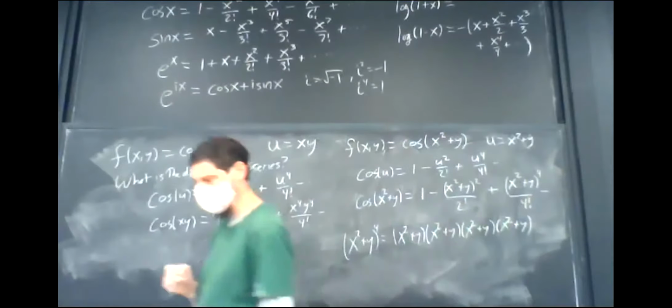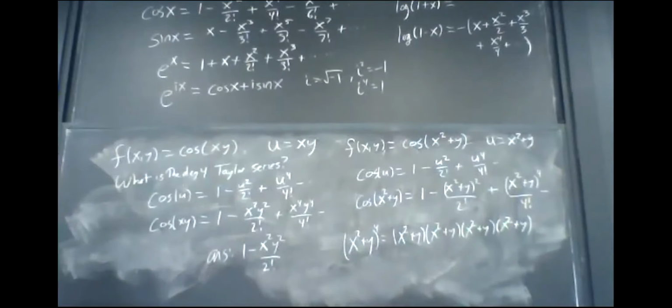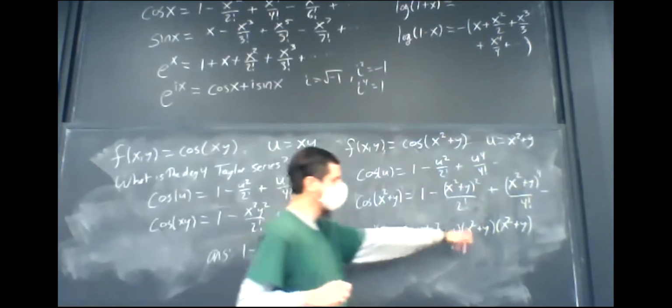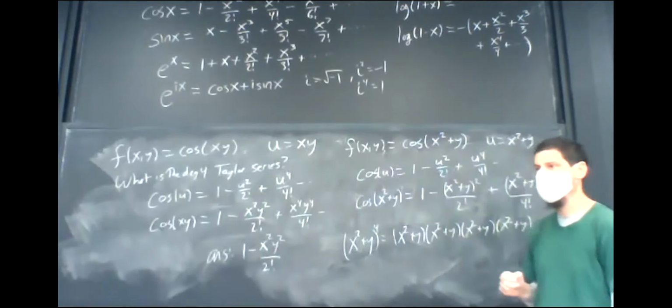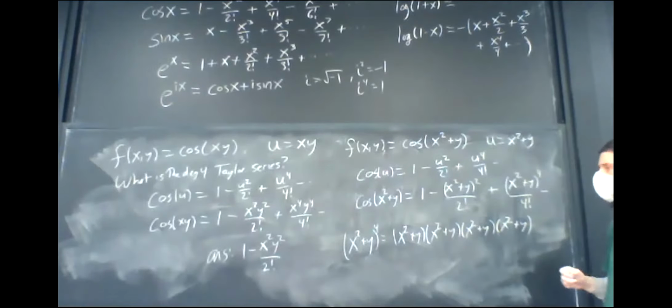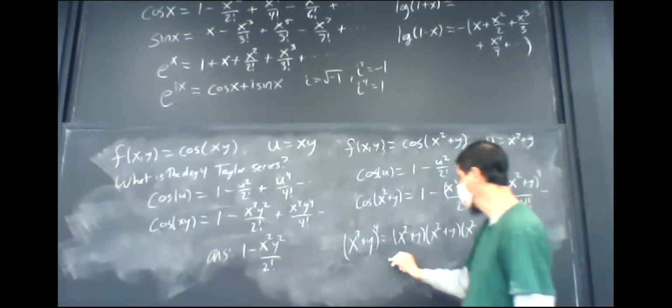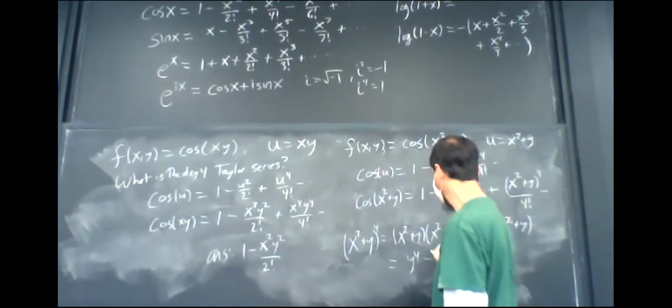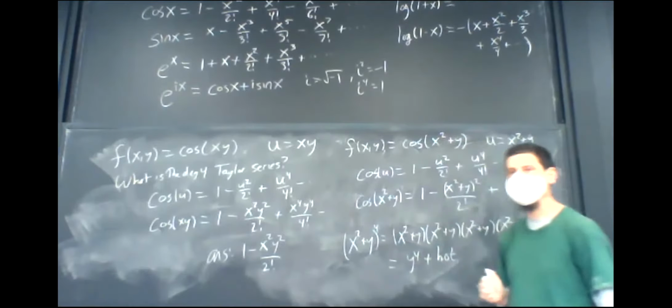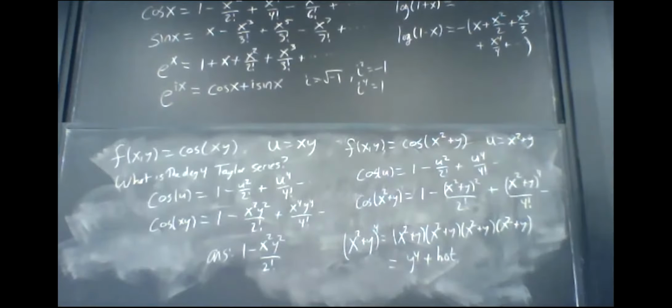something of degree 5 as the lowest. The only way I can get something of degree 4 is to take the y every single time. And so if I only care about the degree 4 Taylor series, I would say that this is y to the 4th plus higher order terms. So HOT stands for higher order terms.